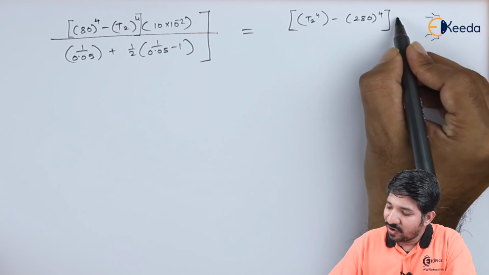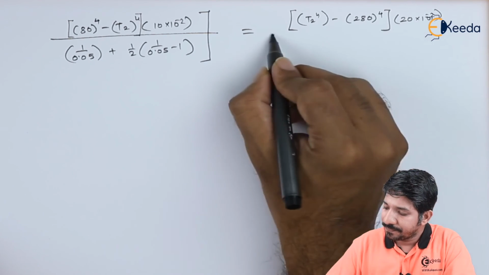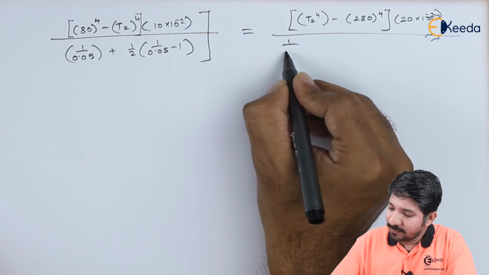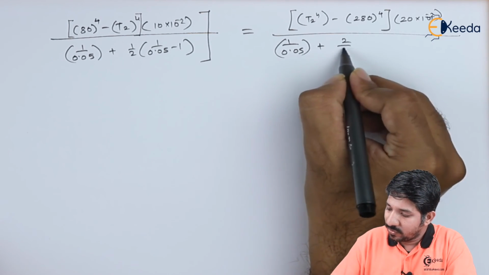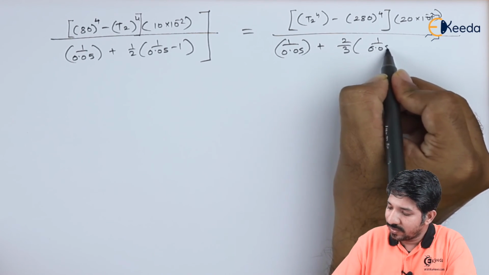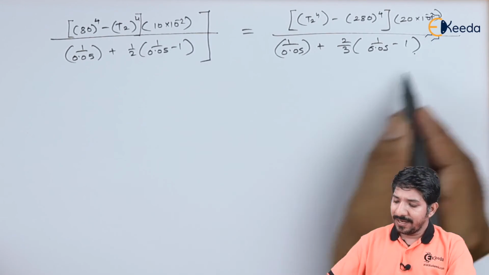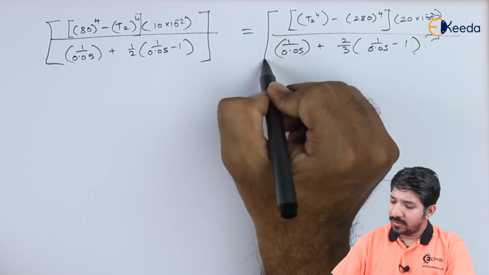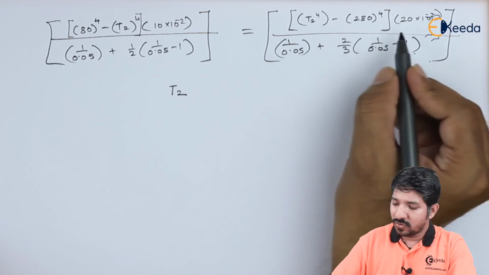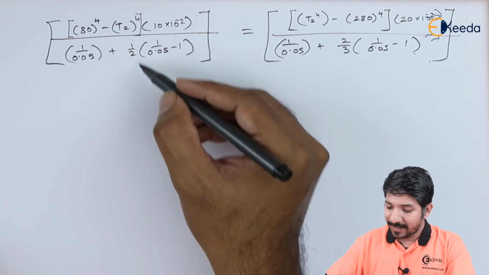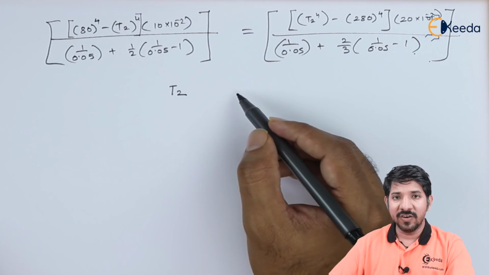into d2. The value of d2 is given as 20 centimeters, so 20 into 10 raised to minus 2. Let me again put the number 0.05 plus 2 by 3, 1 upon 0.05 minus 1. So now this is what we have in our hand. Now if you observe, the only unknown in this expression is T2. So either you can simplify it manually or you can put it in the expression. We will end up getting the value of T2.